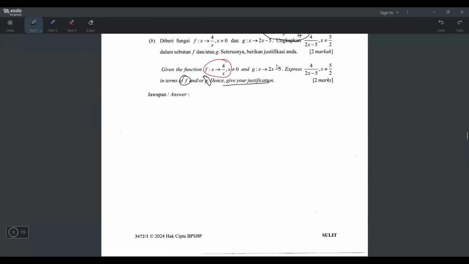They want you to express this. So this is my soalan. This is my question, so I have to write this down. And they want it in terms of f and g, right? So I think I have to express this in terms of f and g. So how to do that?